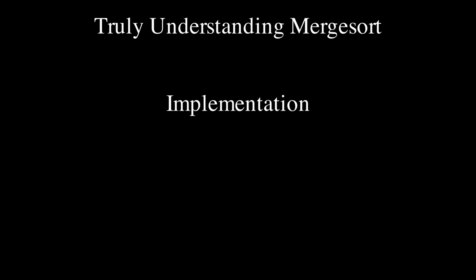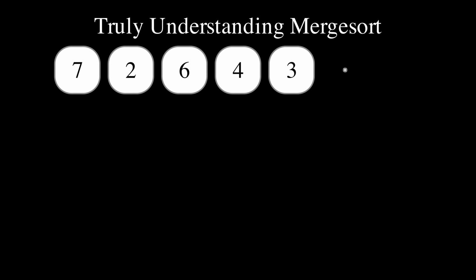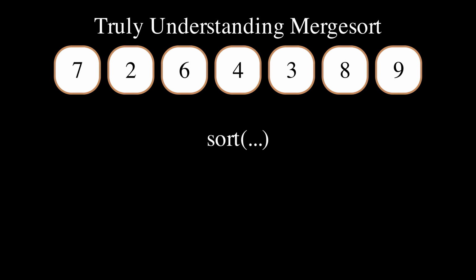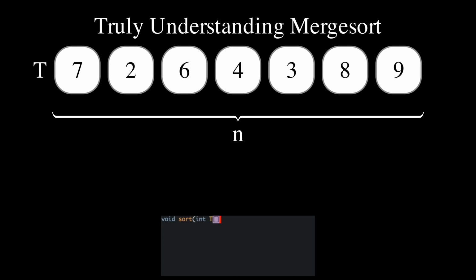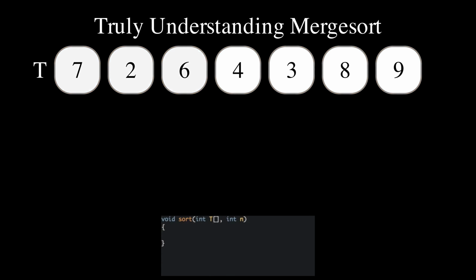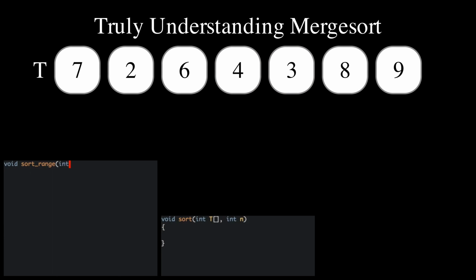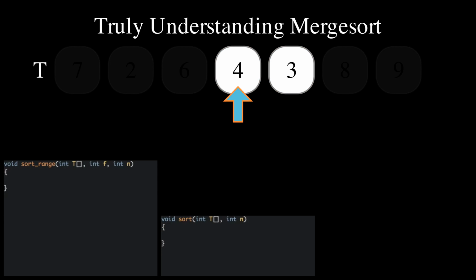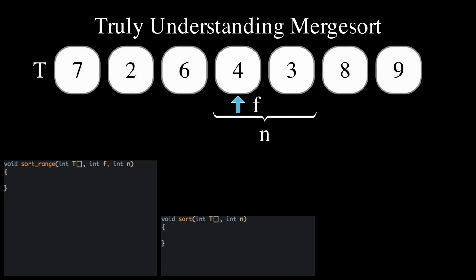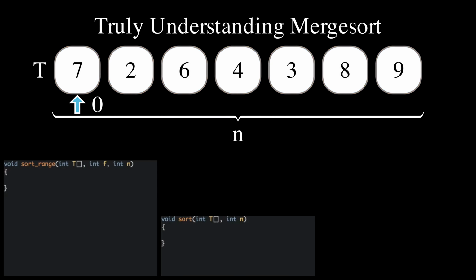Let's implement merge sort in the C language. We start with the main function, called sort, that takes as input an array T and its size, n, and sorts the array. As merge sort is recursive, and recursive calls sort subranges of the initial array, we need an auxiliary function sort_range. It sorts a range of the array T, given by the index of the first element, f, and the number of elements in the range, n. The function sort then simply calls sort_range for the entire array.